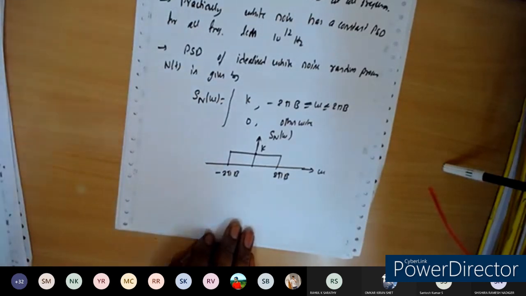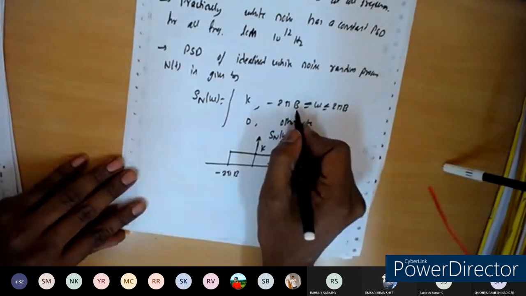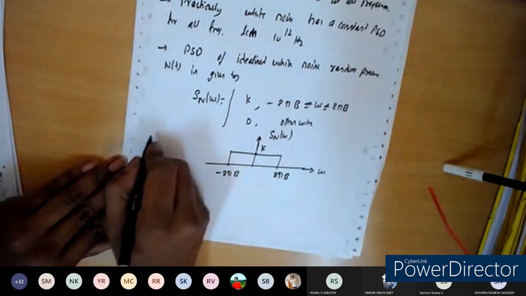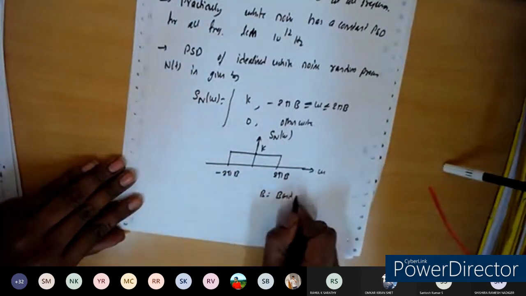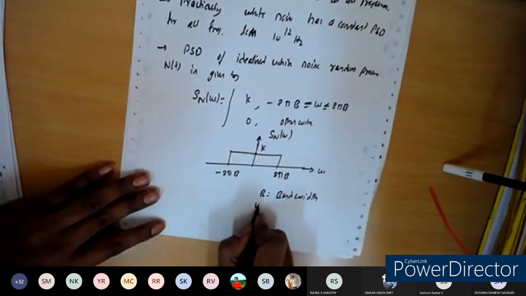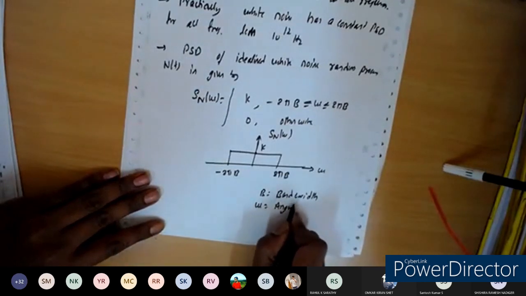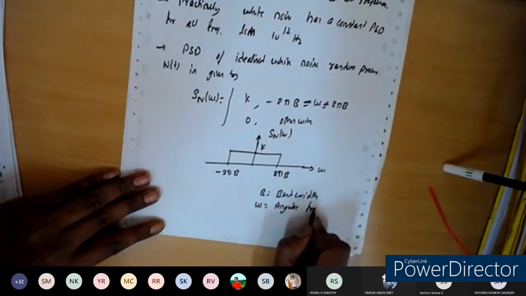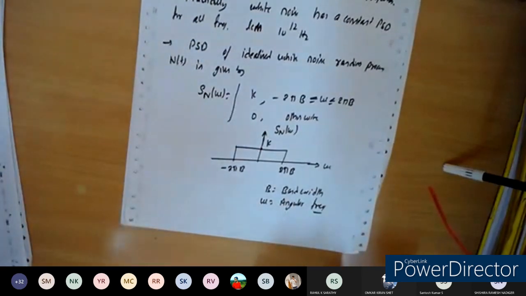Now here the term B is the bandwidth, the bandwidth of the signal which you are going to transmit here. And omega is nothing but the angular frequency.